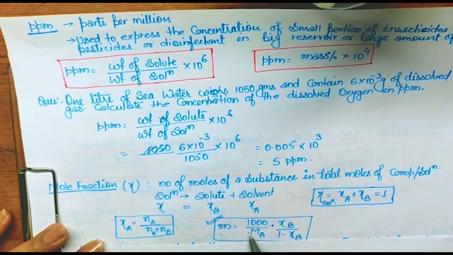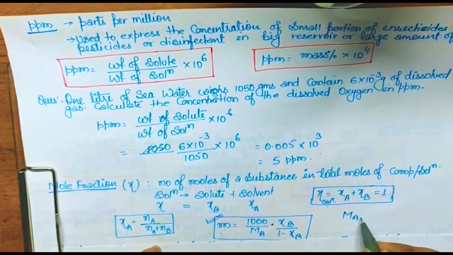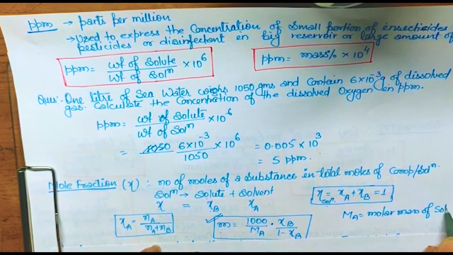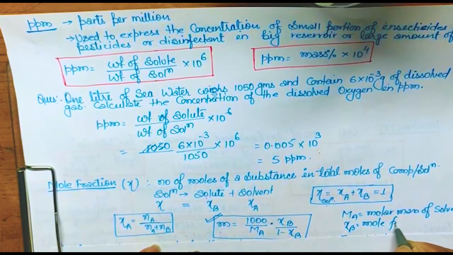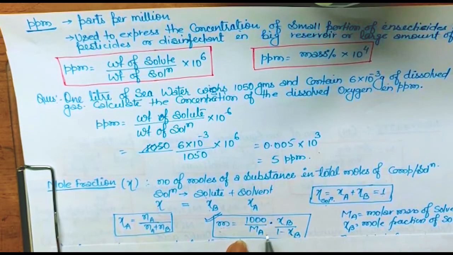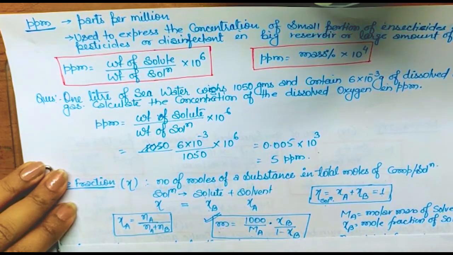So molality formula is 1000 into Chi-B, that is, mole fraction of solute, upon molar mass of solvent, MA. This is molar mass of solvent. MA is equal to molar mass of solvent, and Chi-B is equal to mole fraction of solute. Okay. So 1000 into mole fraction of solute upon molar mass of the solvent into 1 minus mole fraction of solute, isn't it? So just we'll use this formula directly and we'll find this.